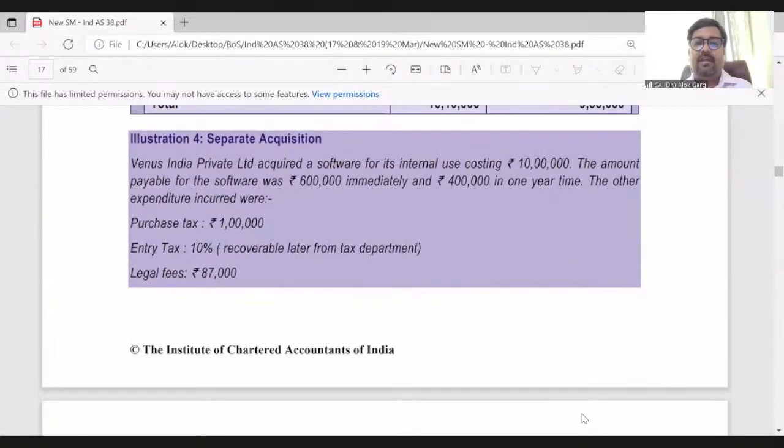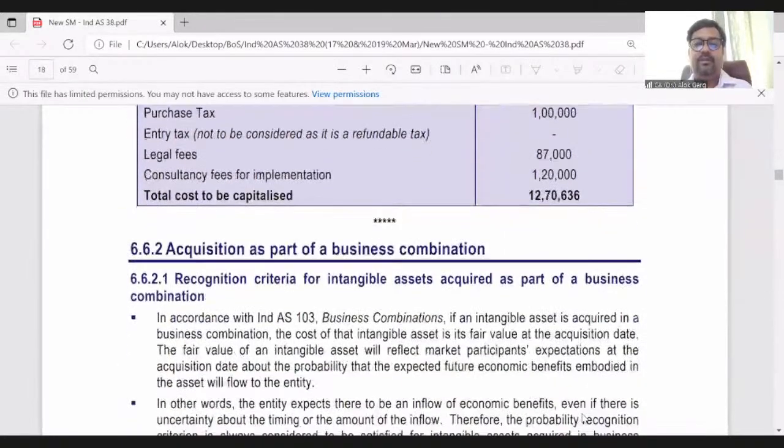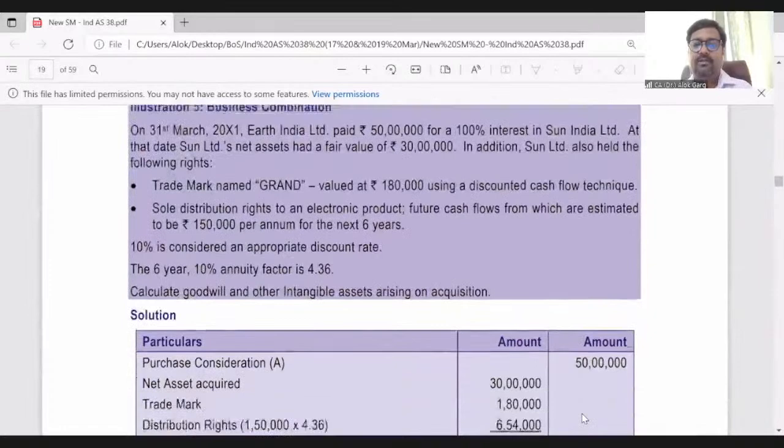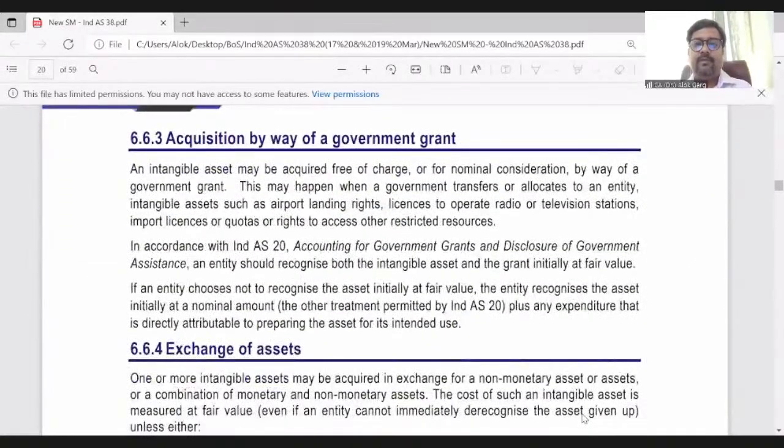So this case study we have done, Winners Private Limited, 87,000. Acquisition as a part of business combination, this we have done. This case study we have completed. Okay. Let's move to the next concept.